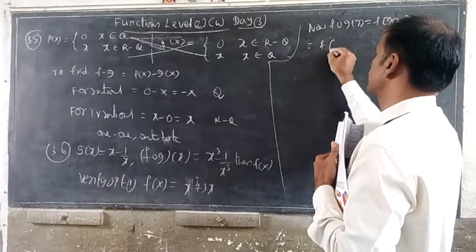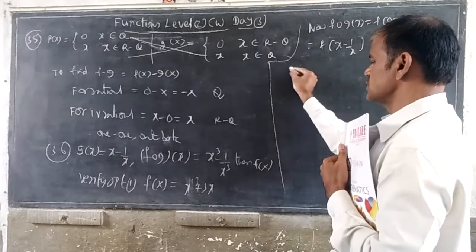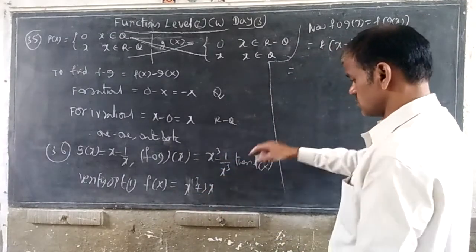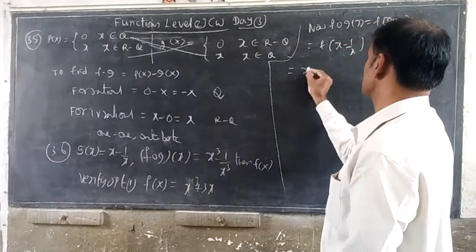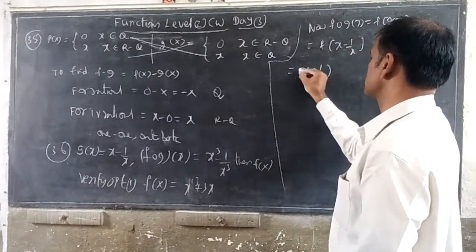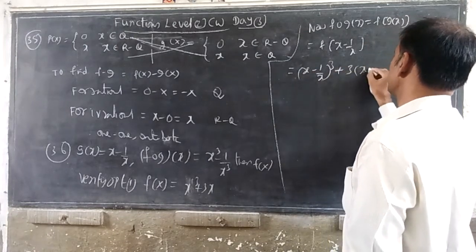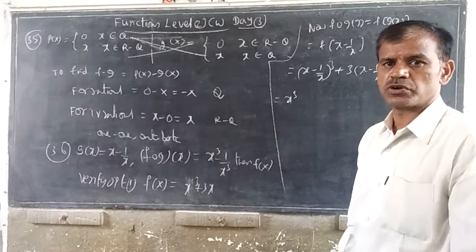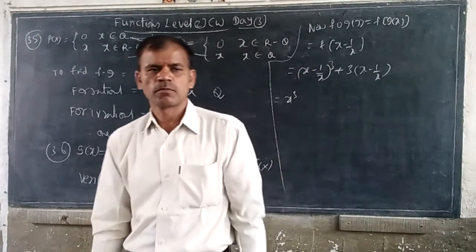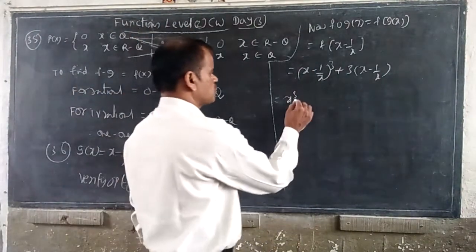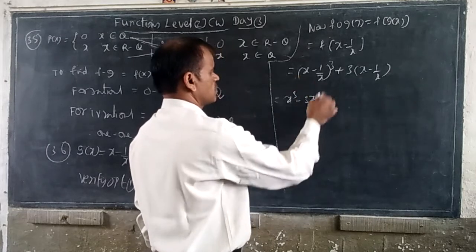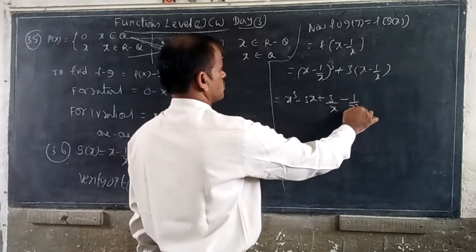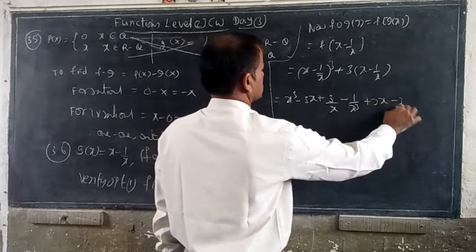So that is equal to f of x minus 1 by x. Instead of x, we should substitute x minus 1 by x in the place of x in x cube plus 3x. So write x minus 1 by x whole cube plus 3 into x minus 1 by x. According to the formula, a minus b whole cube is a cube minus 3a square b plus 3ab square minus b cube. So x cube minus 3x square by x, 3x, plus 3 by x minus 1 by x cube, plus 3x minus 3 by x.